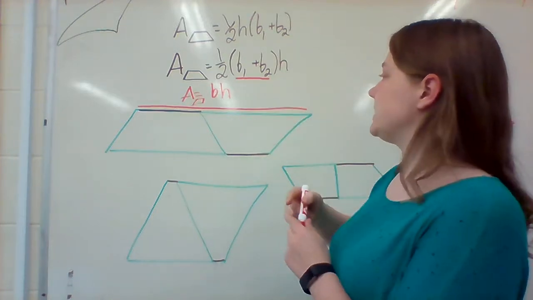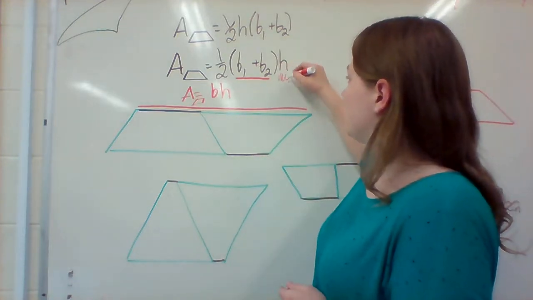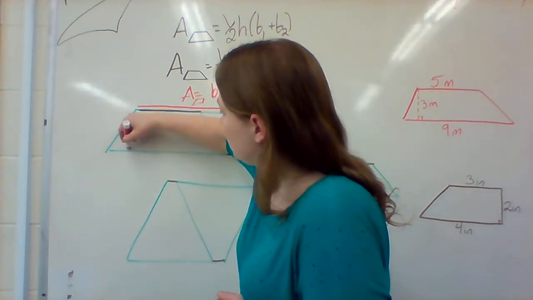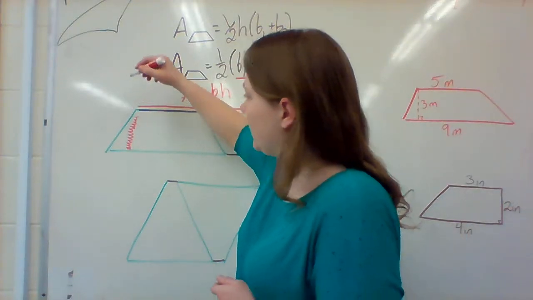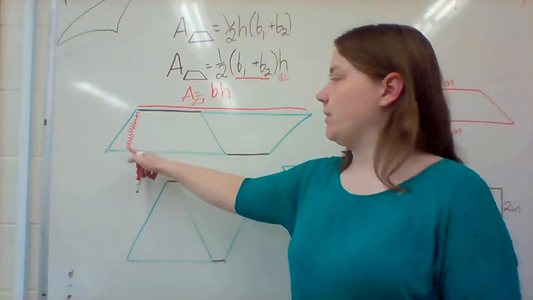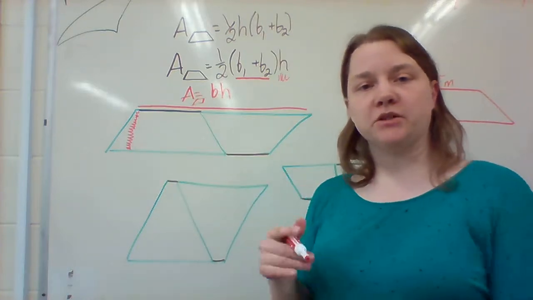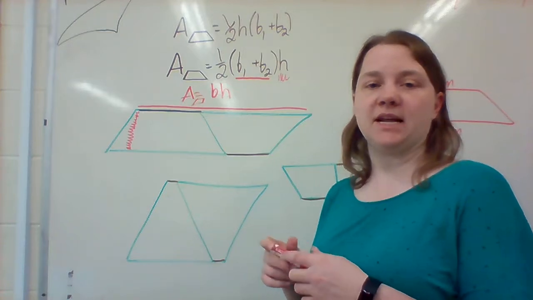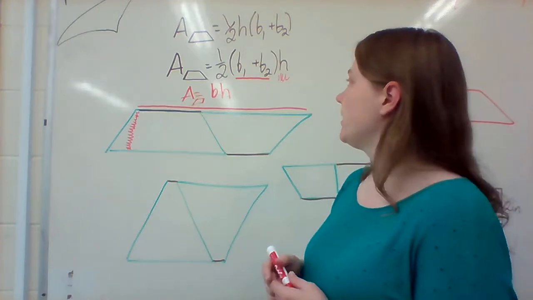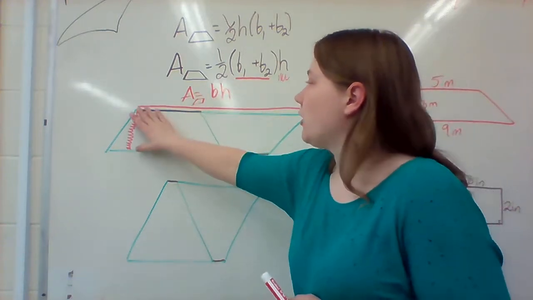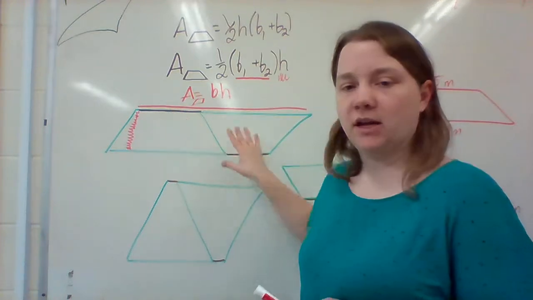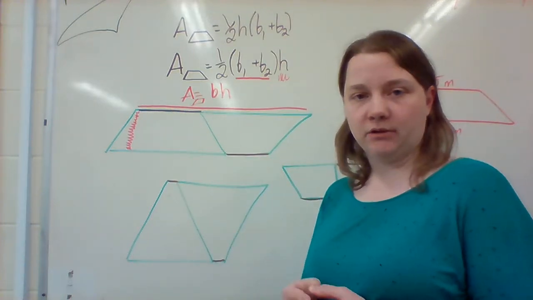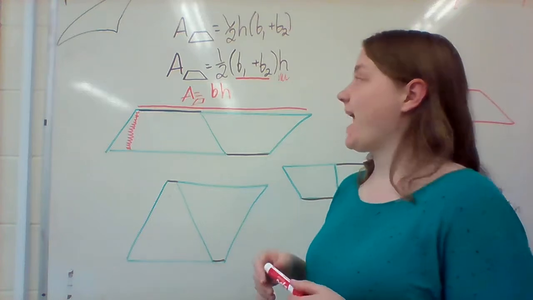Then we have the height. The height is going to be that line that goes all the way from the bottom to the top. It goes from base to base, and it has to be exactly 90 degrees. It has to be perpendicular to the base. But we don't want all of this because this would find the area of the parallelogram. We want to find half of it.